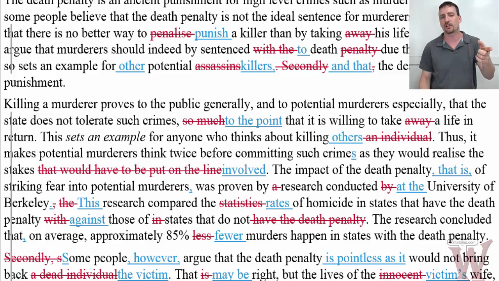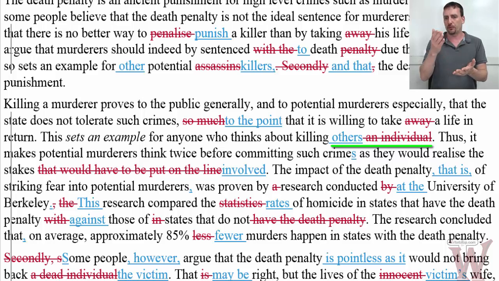but you can't use it with a "does not tolerate." You can't use it with a negative. Okay, so I changed it: "does not tolerate such crimes, to the point that it is willing to take a life." To the point means the point of non-tolerance. "Take away," we already discussed before. Okay, for anyone who thinks about killing an individual.